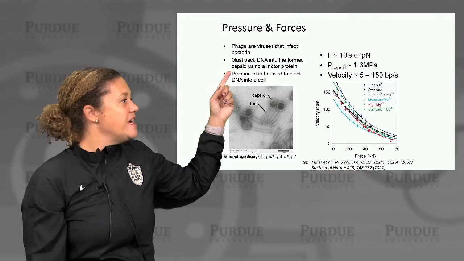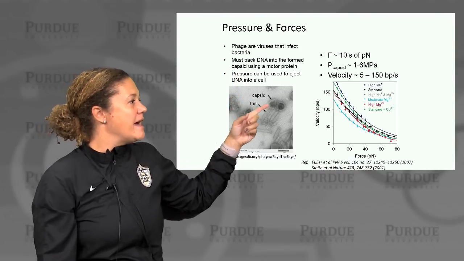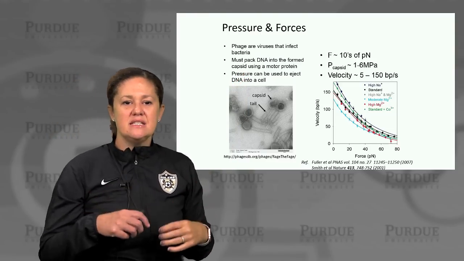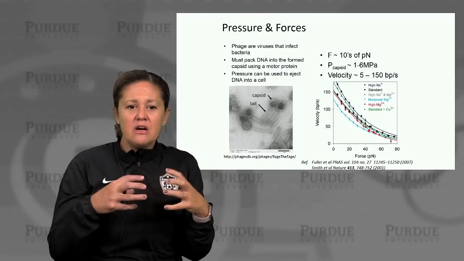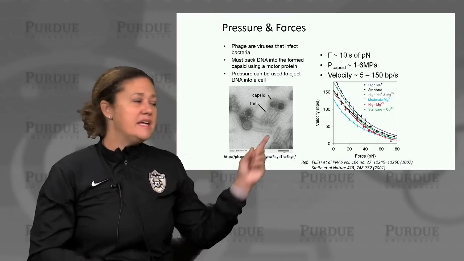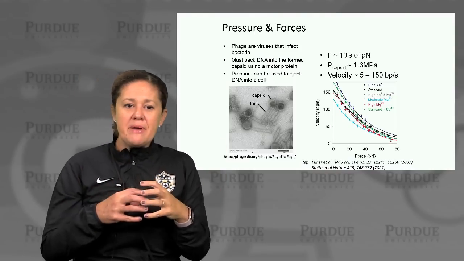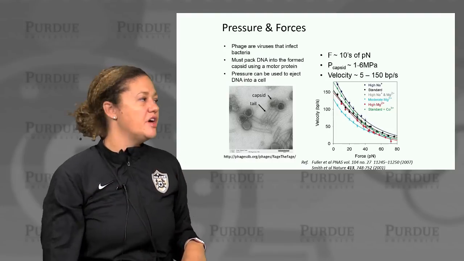First, when the phage assembles, it must pack this DNA into the formed capsid, this head, using a motor protein. Now, DNA is a charged molecule, and within this space, that molecule is very highly packed. So it takes energy to even pack it in. Pressure from that packed capsid head can then be used to inject DNA into the cell of the host.